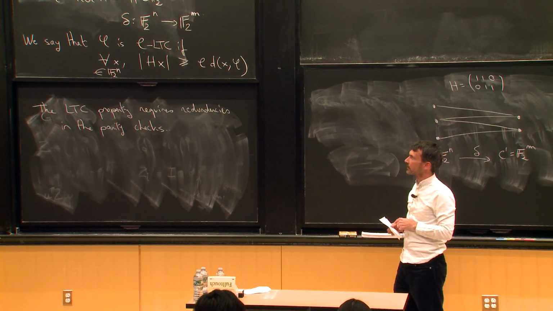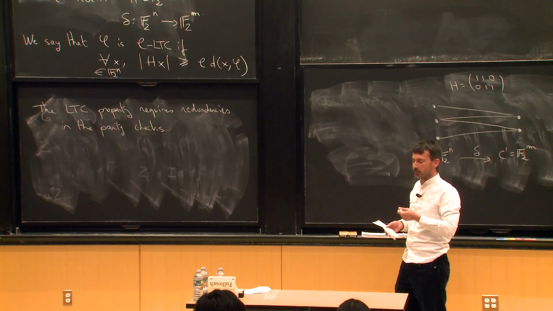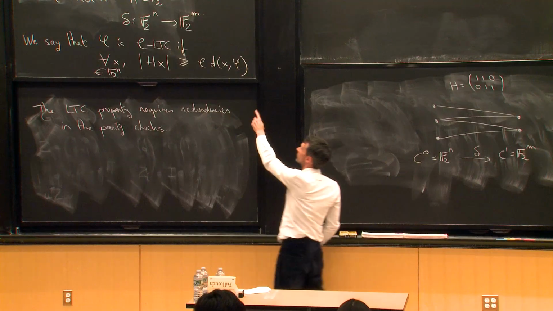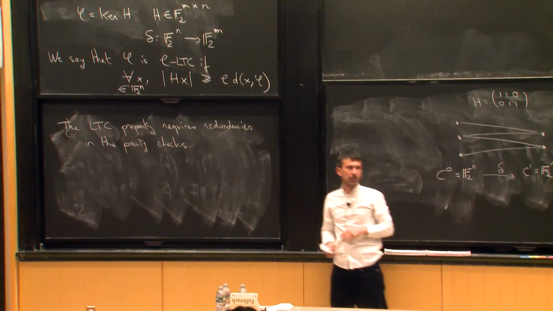These are in general things that will have large weight. This extra dimension that you added will in general have large weight, so there will be words whose distance to the code could be large, but they fail only one parity check, okay?